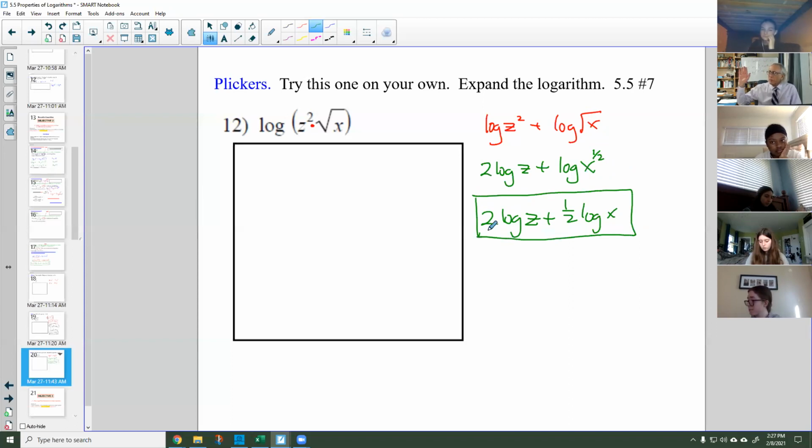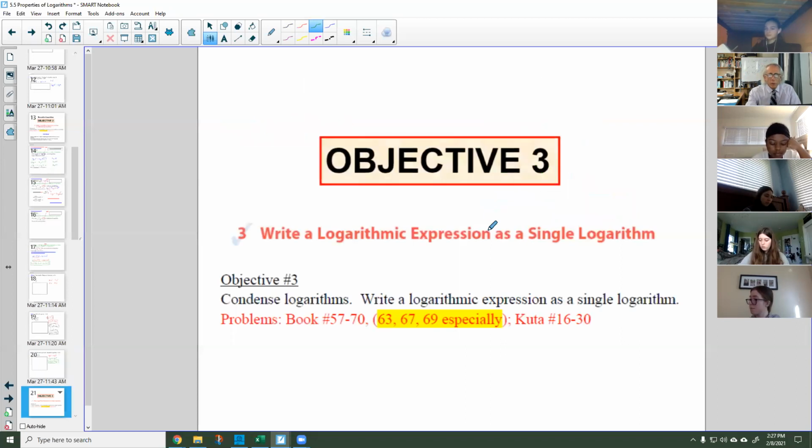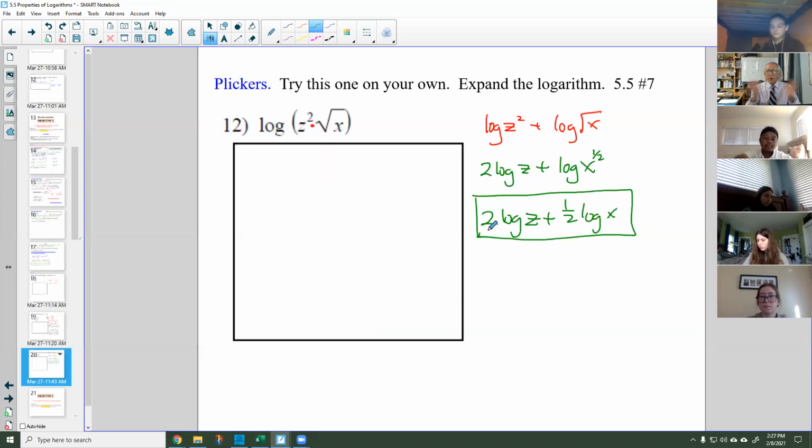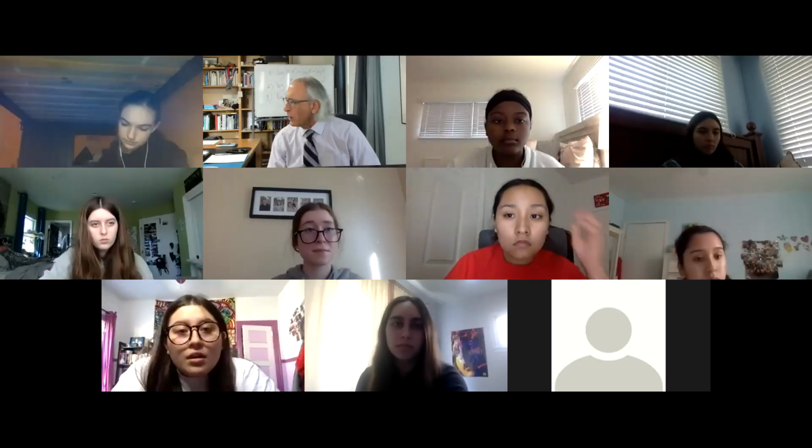How are we feeling about this? Pretty decent? Pretty good? All right. So next class, we're going to do condensing logarithms. We figured out how to expand them. We're going to do condensing them. But before you go, I have to talk about something.